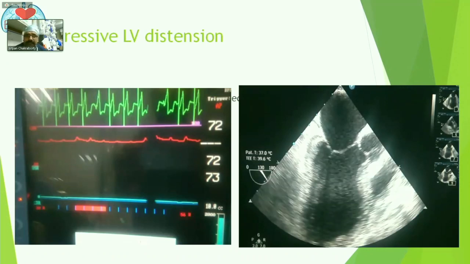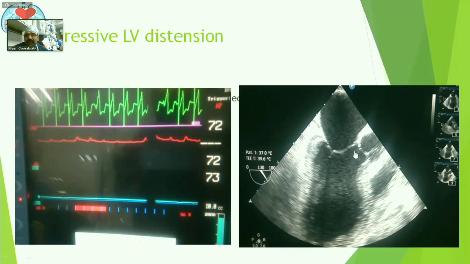And this is a picture where the progressive LV distension is there. This is our own patient where after ECPR we got this kind of distension. You can see he has a very poor pulse pressure, your LV is getting distended, and your aortic valve is not opening. So this can happen. You have to think for the LV.